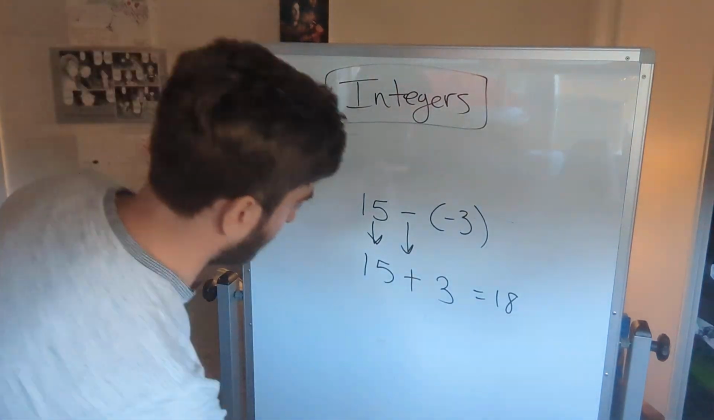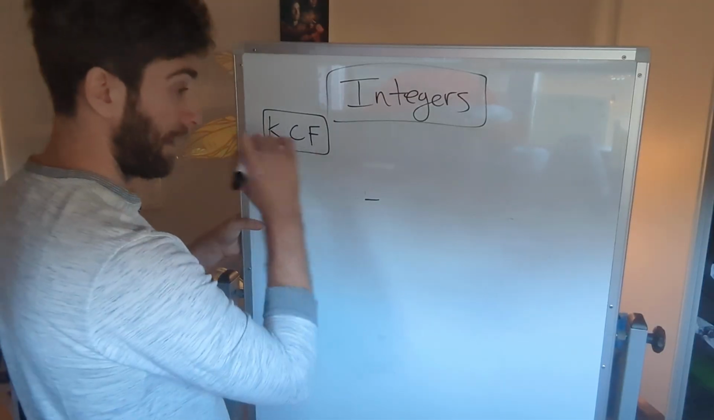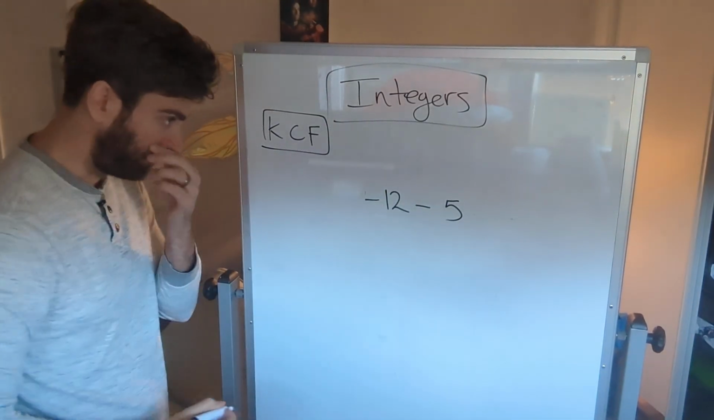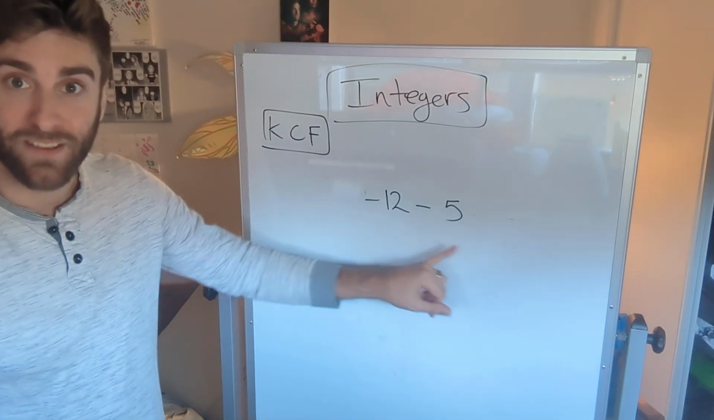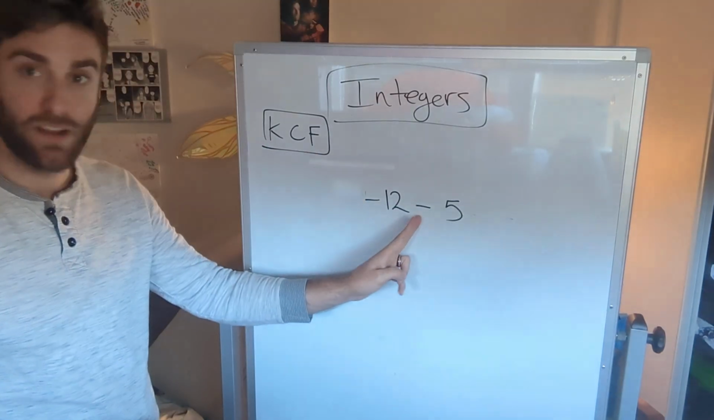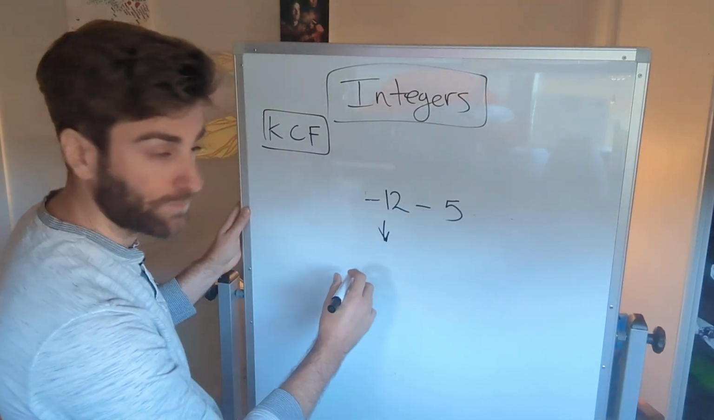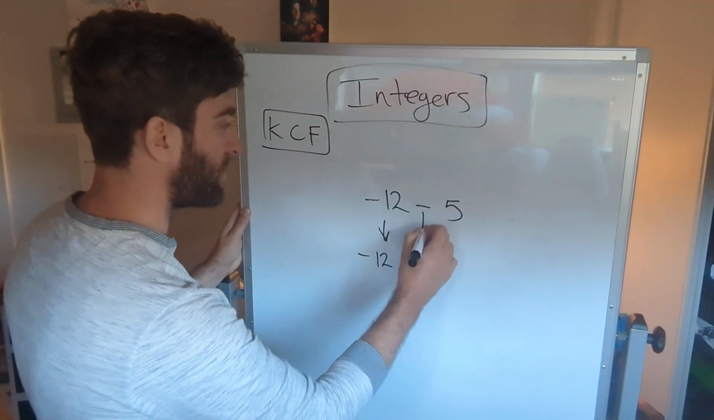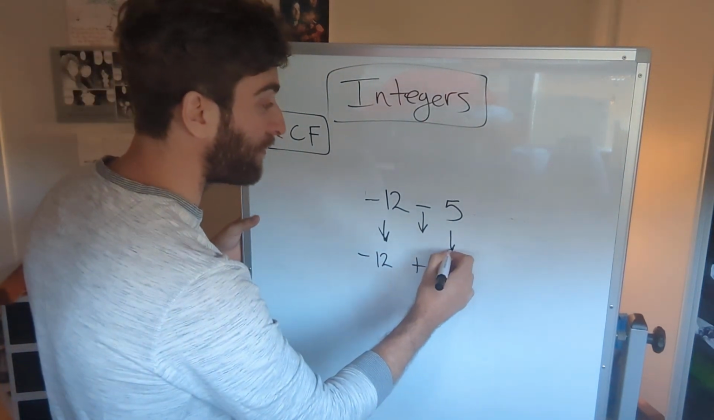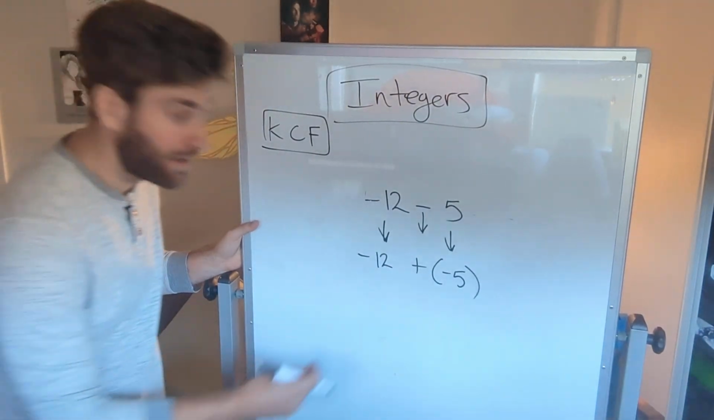Let's do one more. Negative 12 minus 5. Same thing here. Keep, change, flip. Keep negative 12. We keep the first number always. We're going to change that minus into a plus. And then we're going to flip this 5 into a minus 5. Wow, look at that. Boom.